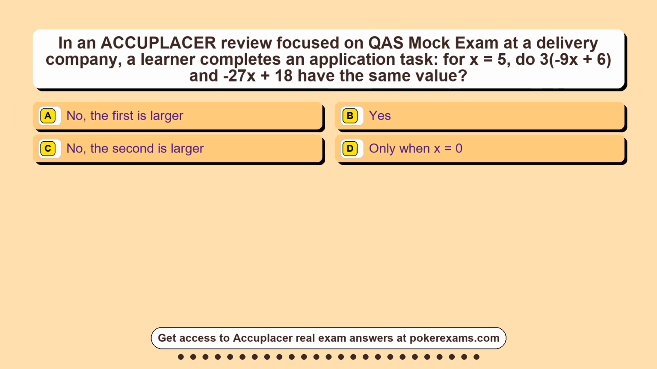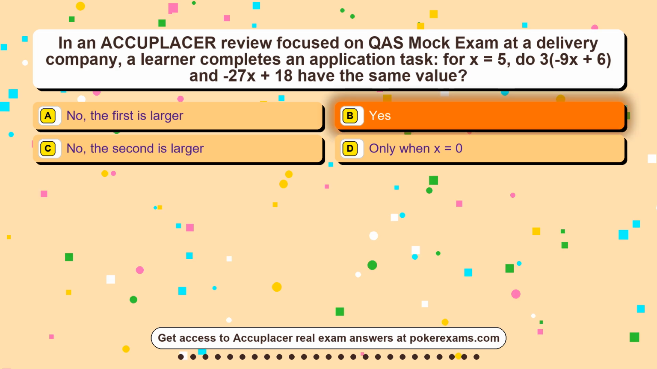Question 7. In an ACCUPLACER review focused on QAS mock exam at a delivery company, a learner completes an application task. For x equals 5, do 3(-9x + 6) and -27x + 18 have the same value? Option A, no, the first is larger. Option B, yes. Option C, no, the second is larger. Option D, only when x equals 0. The correct answer is option B, yes.